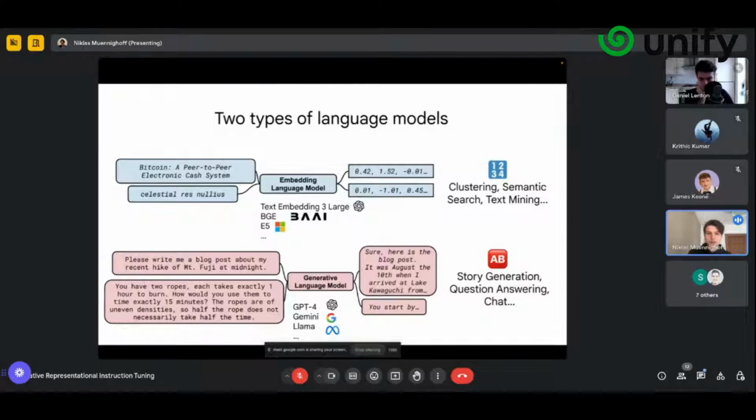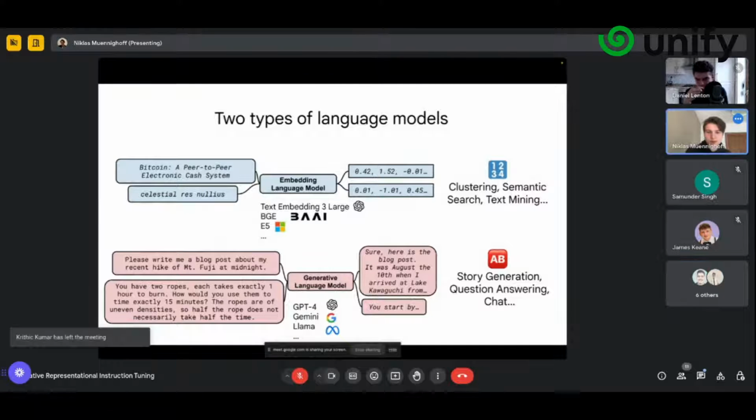And there are many models for this, like from OpenAI, text embedding 3 large, BGE, E5, and many others. And the other key part of text-based language models are generative models. So given some input, their output is text. So not numbers, but text. Even though inside of the model it's also numbers, but they then get turned into text. And these are probably even more known, like GPT-4, Gemini, Llama, and many others. And they can then be used for generating stories, answering questions, chat, and many other things.